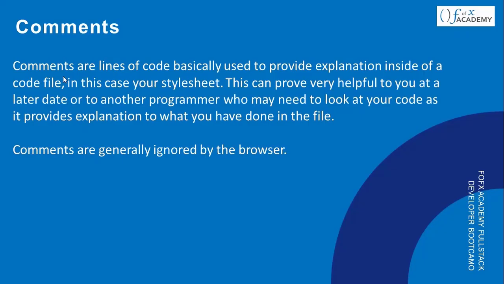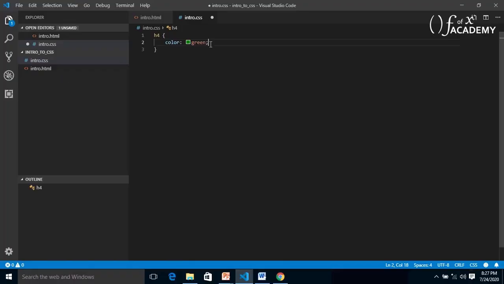So now we want to look at comments. Comments are lines of code basically used to provide explanation inside a code file, in this case, your style sheet. This can prove helpful to you at a later date, or to another programmer who may need to look at your code, as it provides explanation to what you have done in the file. Comments are generally ignored by our browser. So here in my VS Code, say I wanted to give a bit of a comment about the code that I have written above.